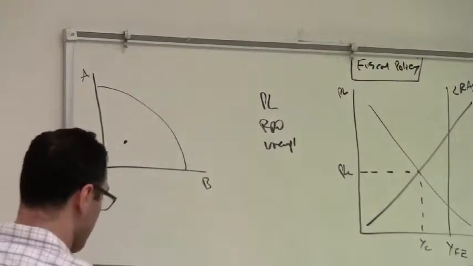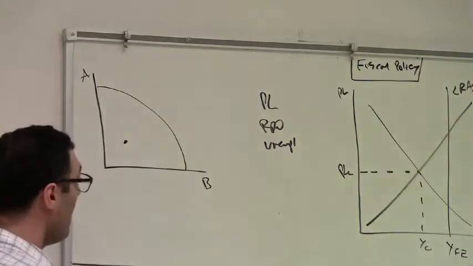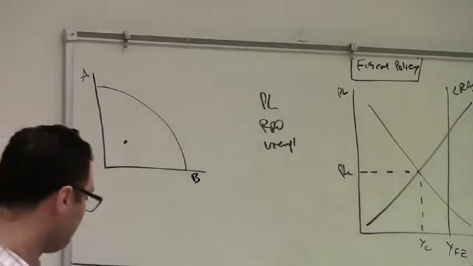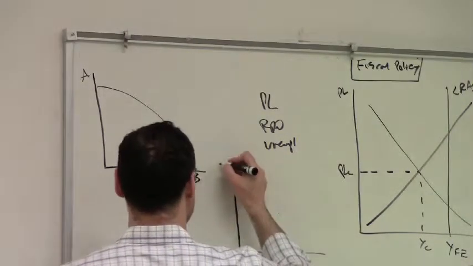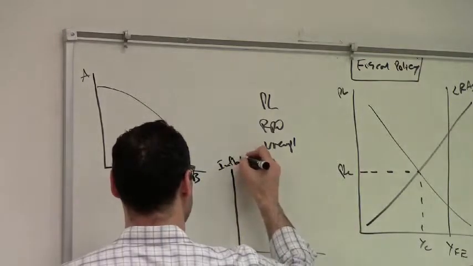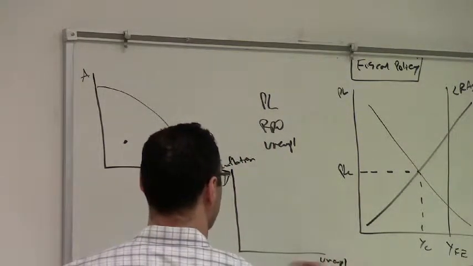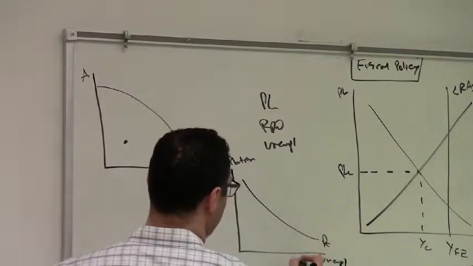And again, product A, product B, production possibilities frontier, the same thing over here. We can also draw the Phillips curve in here. On the vertical axis we have inflation, and here we have unemployment. And that's the Phillips curve.